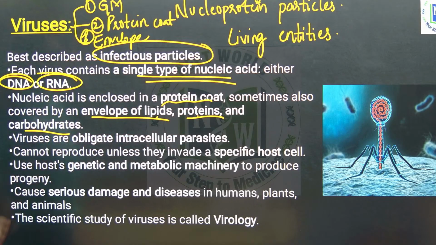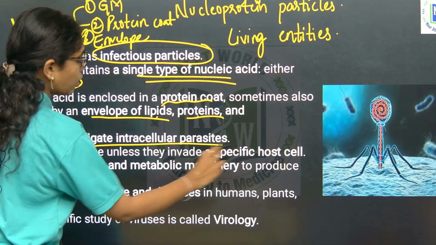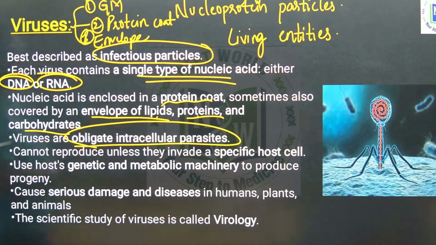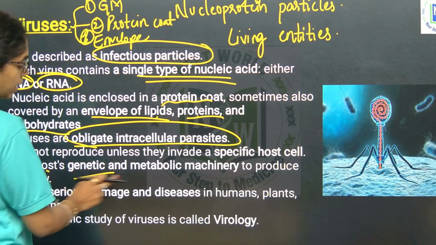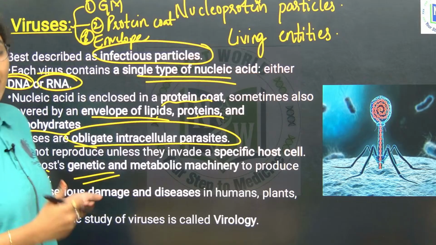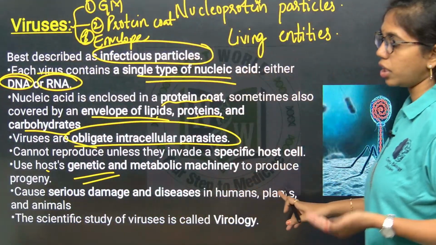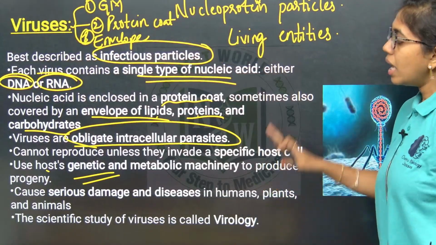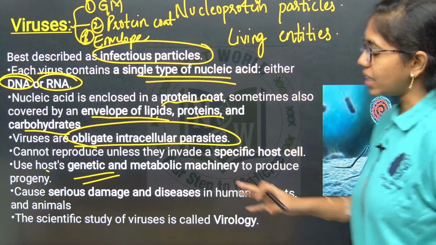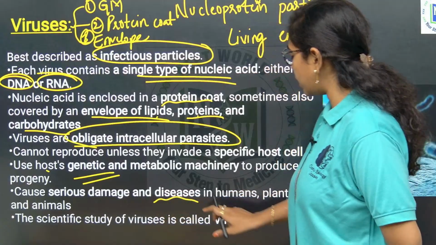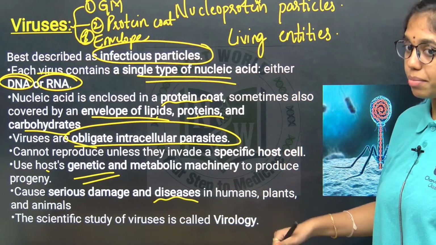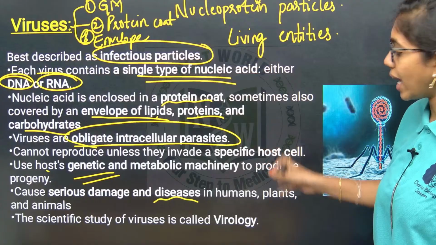Okay. Viruses are obligate intracellular parasites. They cannot reproduce unless they invade a host cell. They use the host's genetic material and metabolic machinery to produce progeny or to replicate their own cells. They will cause serious damage and diseases in humans, plants, animals and even bacterial cells. They are infectious.